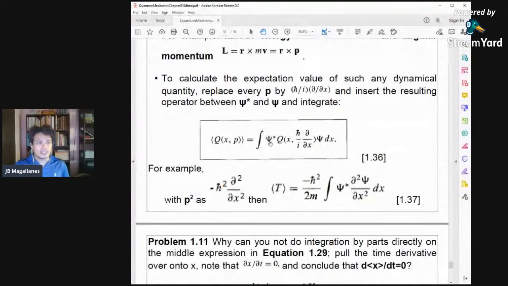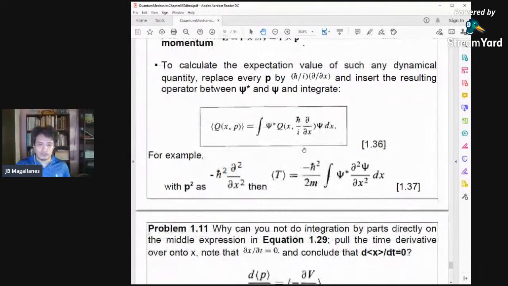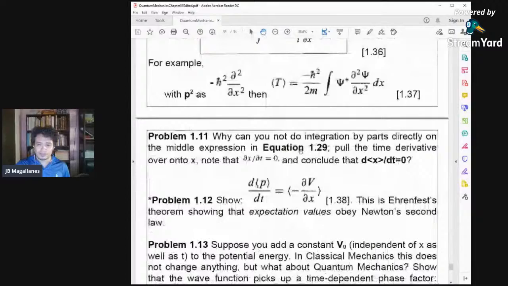Remember that psi star is just the conjugate of psi, and this psi is derived from the Schrodinger equation. Later on, don't get excited, but later on we will know how to get this psi. That's the most important thing in quantum mechanics, to be able to get this psi. Right now, we're just introducing some operation on psi and how to get the expectation values of some dynamical variables.